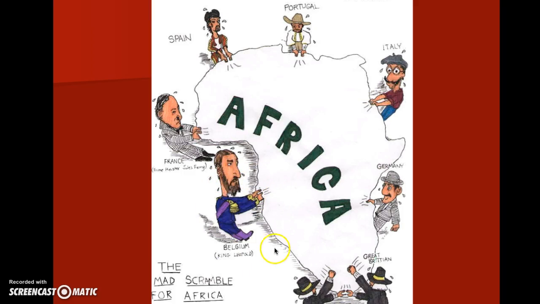Here's King Leopold, and he's yanking his part of Africa as the great European powers begin to claim and divide up in the mad scramble for Africa.